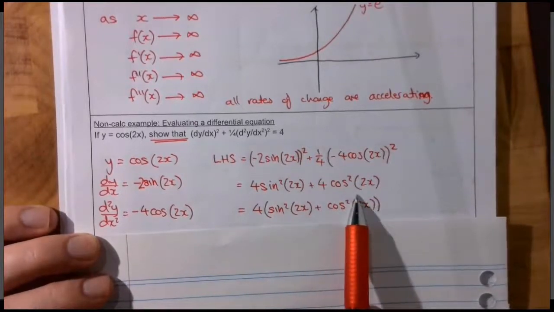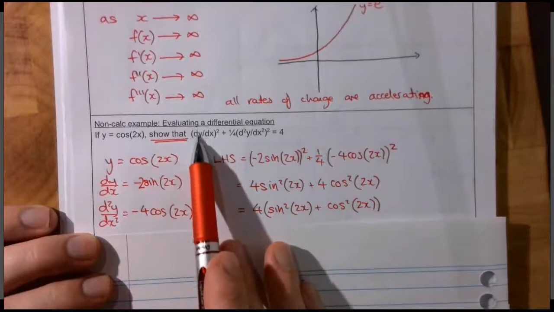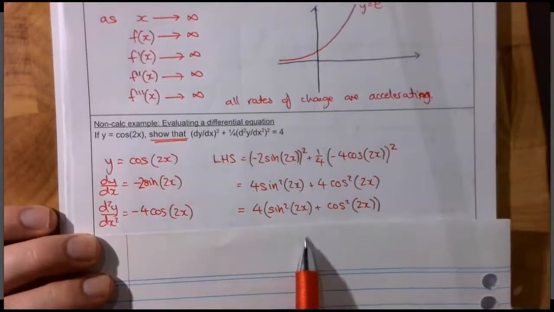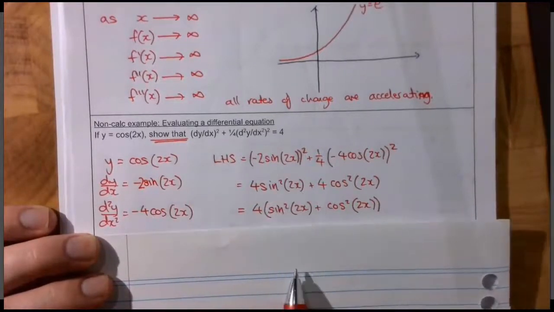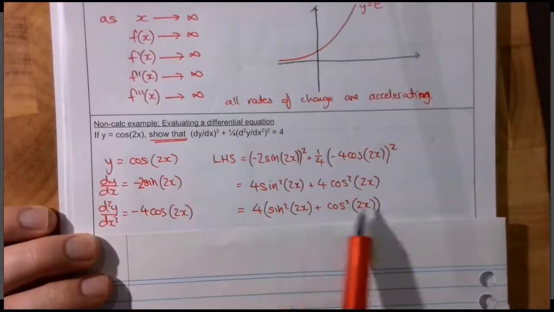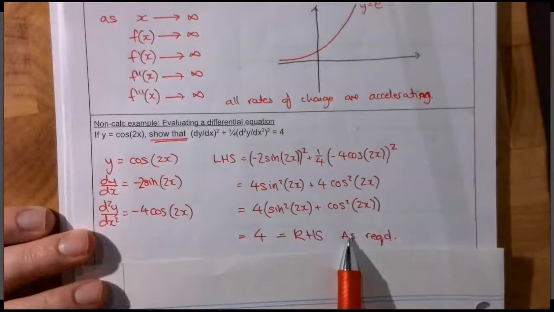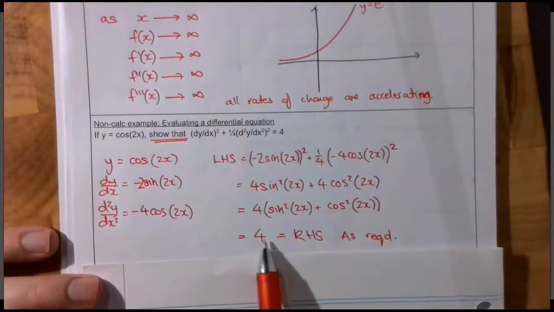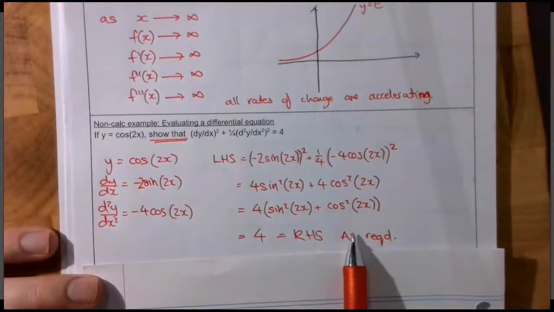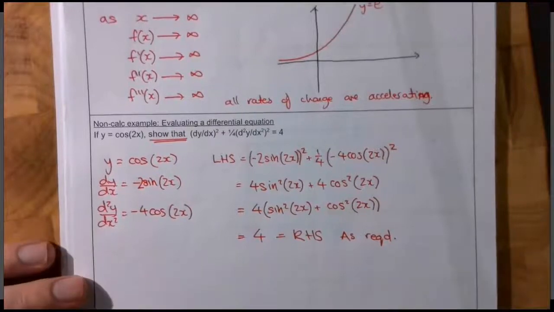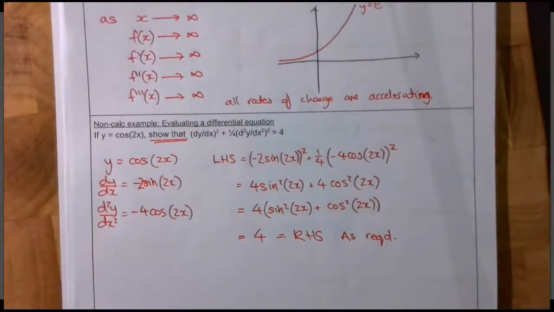And what we just need to appreciate is that because this is a show-that question, I'm going to do everything I can to show that I've done the work here. And so I'm going to put in this extra line: equals 4 times (sine squared plus cos squared), which we know is equal to 1. And so this is equal to the right-hand side as required. So hopefully okay so far.